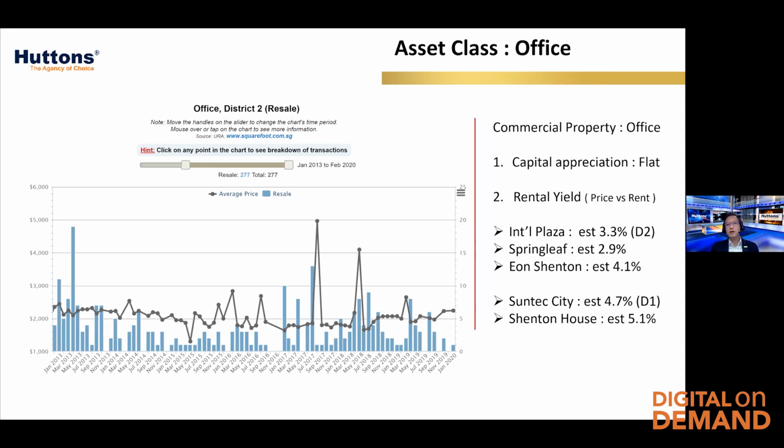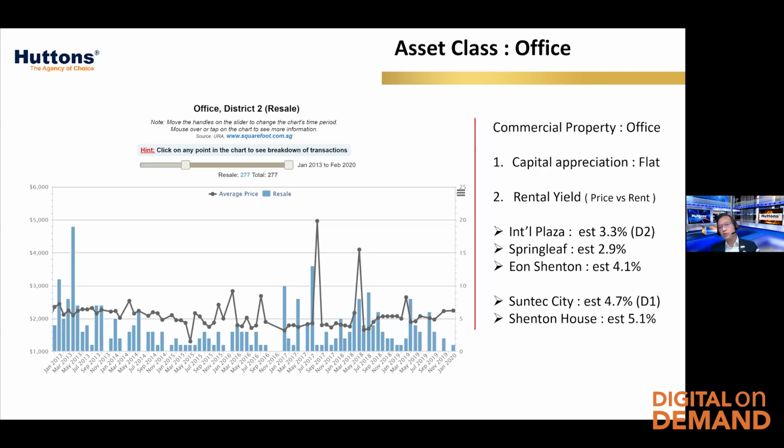Now, office is a commercial property. If you look into the office, you can see that generally the capital appreciation is rather stable. So it's quite flat, in other words. But maybe a little bit. Then again, these are purely for District 2, because there's a lot more District 2 kind of office space that's available. I want you to also look at this asset class, it's good for passive income.